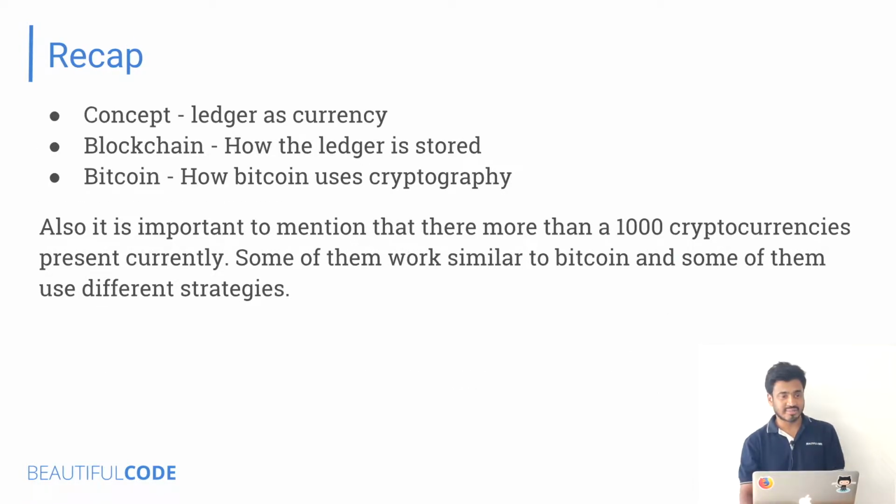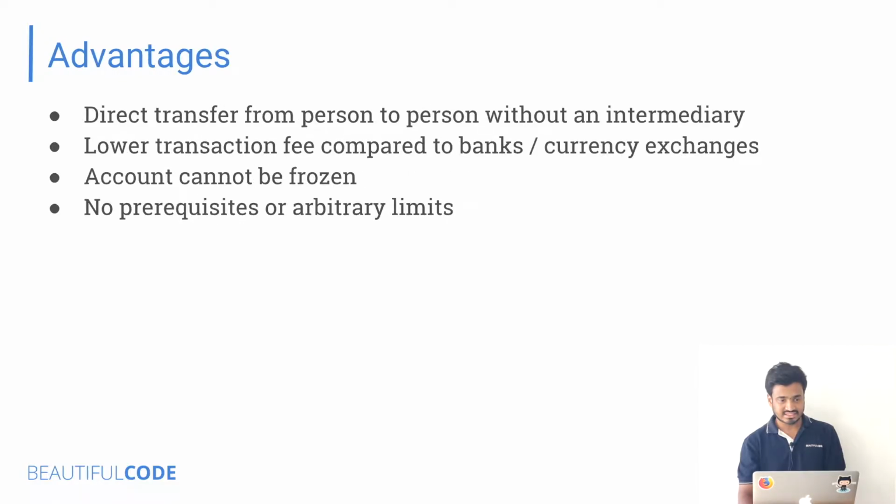So a quick recap is that we have seen what cryptocurrency is, how the ledger works as a currency. We've seen how it is stored. It's stored in a blockchain. And we have seen how Bitcoin uses cryptography to validate all the transactions. Also, it's important to mention that there are 1,000+ cryptocurrencies and they use different strategies to validate their blockchains.